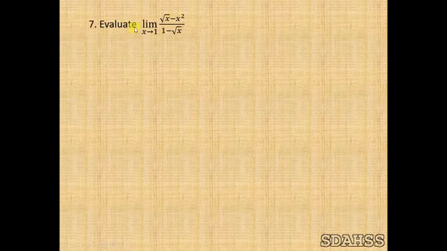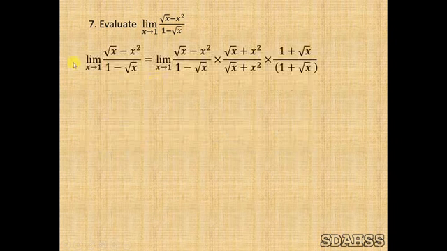Seventh sum. Evaluate. Limit x tends to 1, root x minus x square divided by 1 minus root x, which is equal to limit x tends to 1. Now in the numerator, that is root x minus x square, you have to multiply the numerator and denominator by its conjugate.